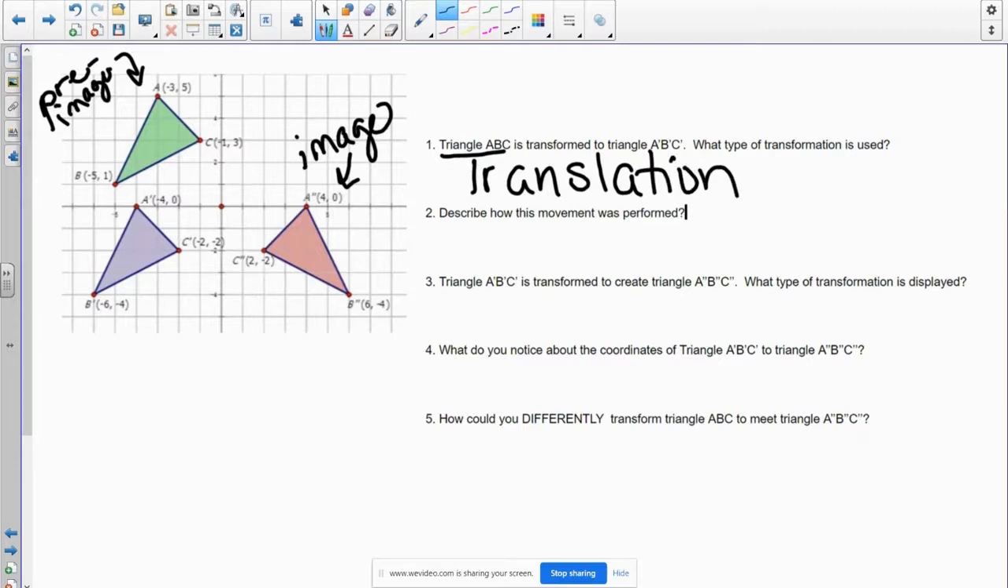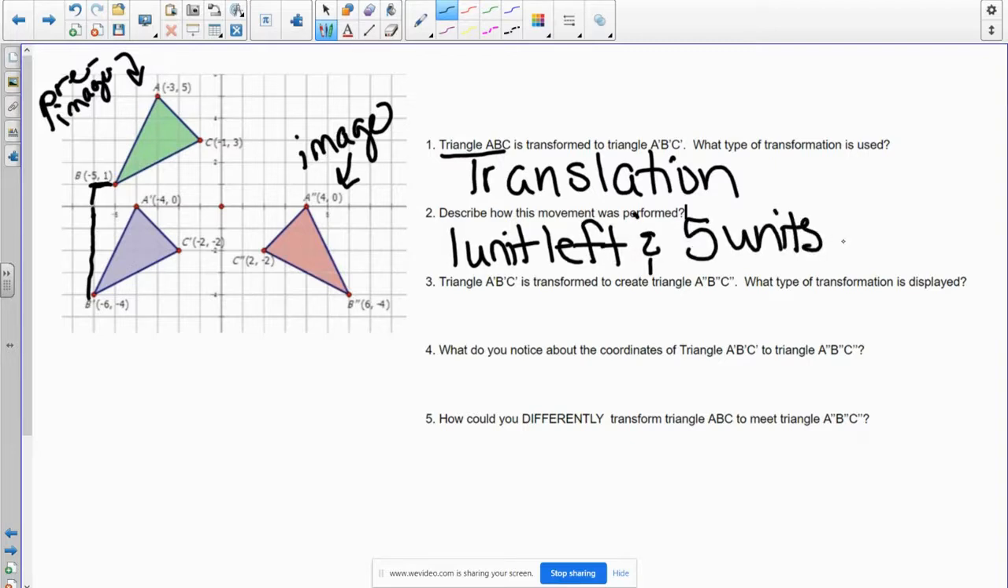Describe how this movement was performed, so the details of it. So I'll take B to B prime. Notice it went to the left 1, and then 1, 2, 3, 4, 5 down. So it translated 1 unit left and 5 units down.